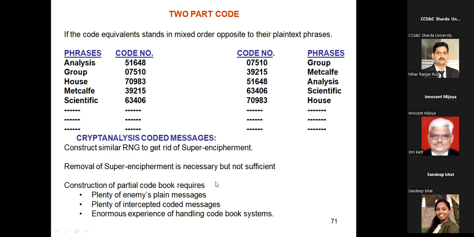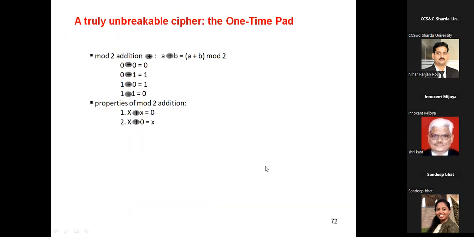Construction of a partial codebook requires plenty of enemy plain texts, plenty of intercepted coded messages, and enormous experience of handling the codebook. So this is a very, very tough and hard system to break.